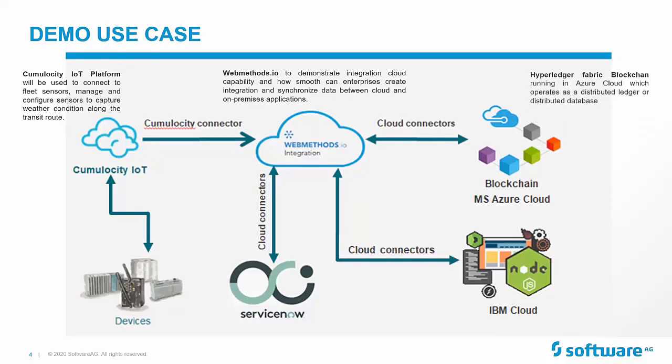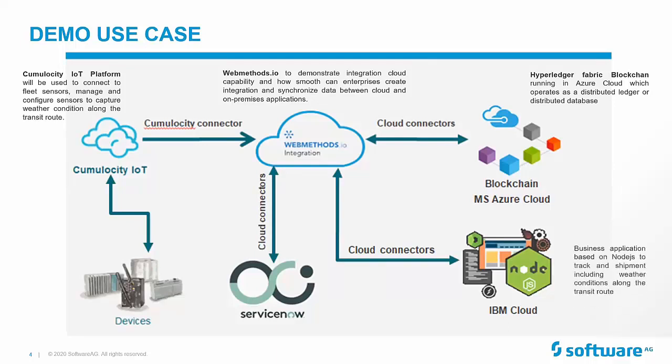In this demo, we are using Hyperledger Fabric blockchain running on Azure Cloud, which operates as a distributed ledger or distributed database into which participants like pharmaceutical manufacturers and wholesalers can update the state of a specific pharma shipment and provide data integrity, authenticity, and the provenance of the shipment history.